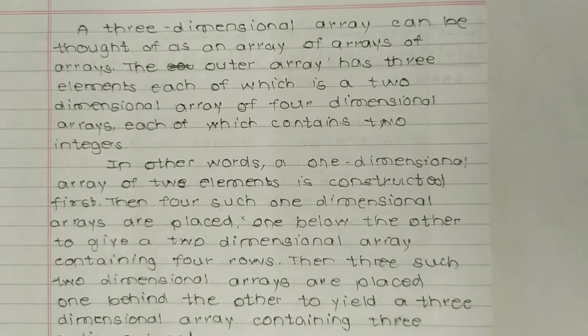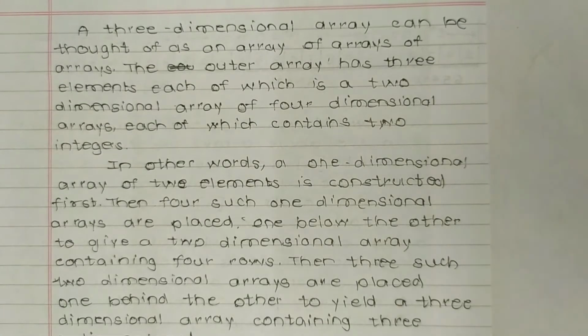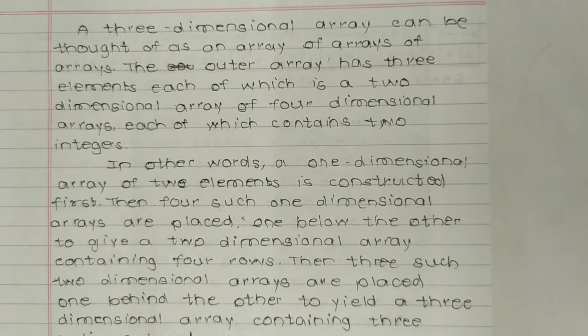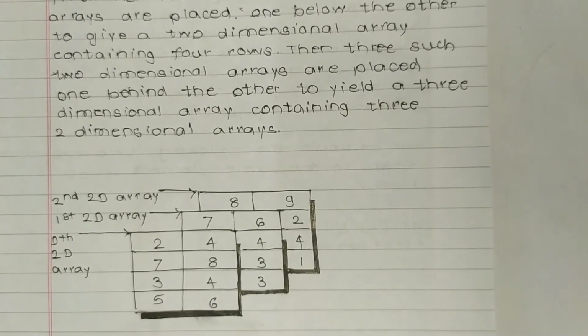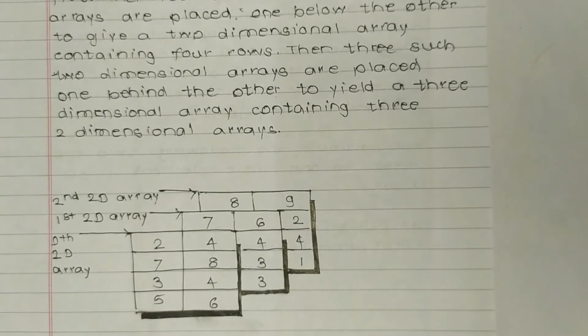In other words, a one-dimensional array of two elements is constructed first, then four such one-dimensional arrays are placed one below the other to give a two-dimensional array containing four rows. Then three such two-dimensional arrays are placed one behind the other to yield a three-dimensional array containing three two-dimensional arrays. So this is figure 8.9, which shows the structure of the array.